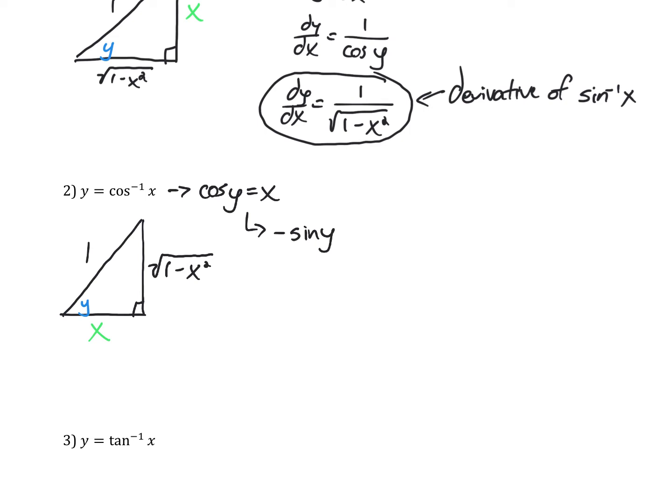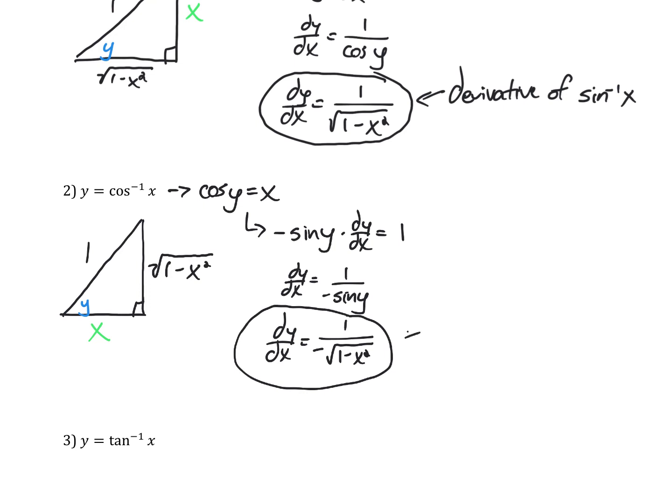Oops, sorry. I totally screwed that up. Negative sine of y times dy over dx. I'm thinking one step ahead and not focusing on what I'm doing. Equaling, what's the derivative of x? Equaling 1. So if we isolate dy over dx, we get dy over dx equaling 1 over negative sine of y. Well, from our triangle, we can determine what sine of y is. Sine of y is, again, the square root of 1 minus x squared. So I get dy over dx equaling 1 over negative square root of 1 minus x squared.